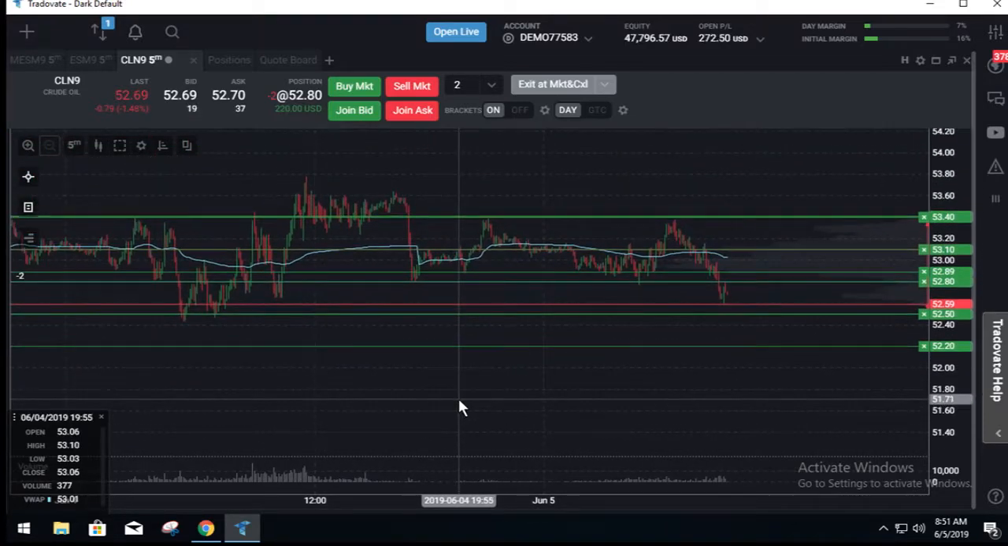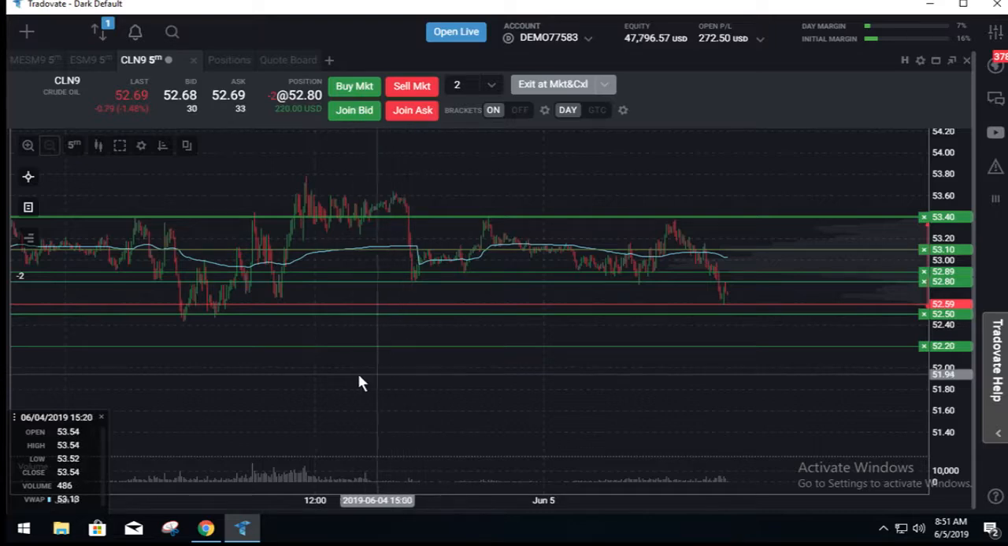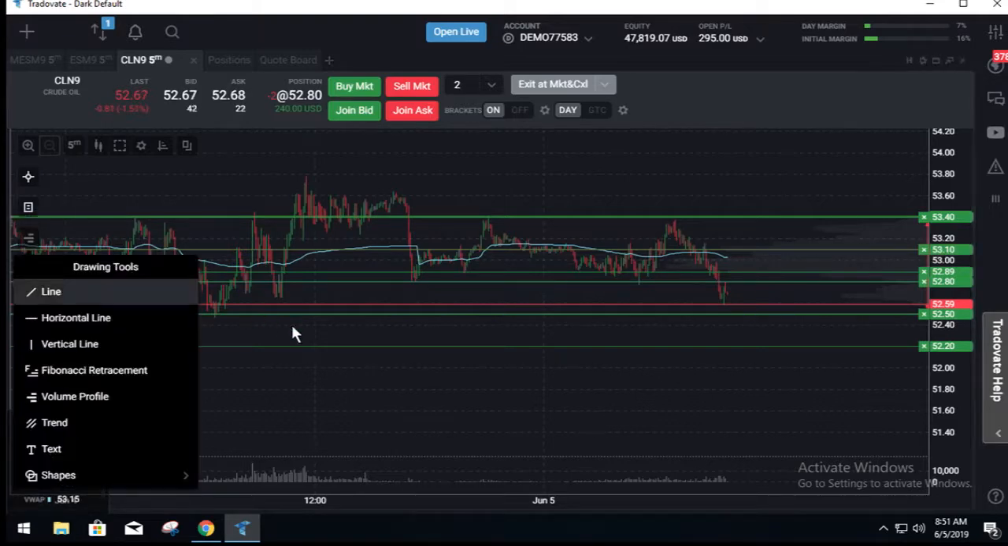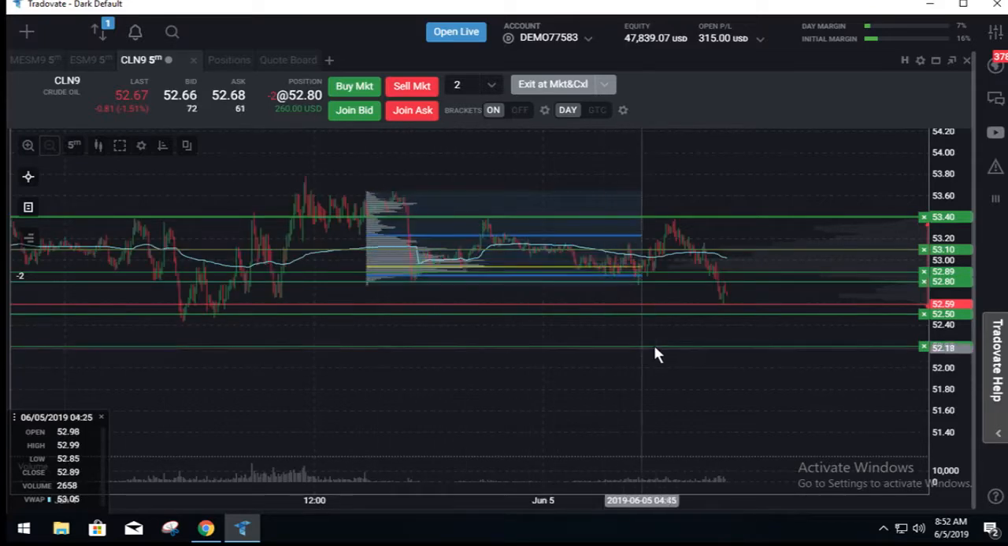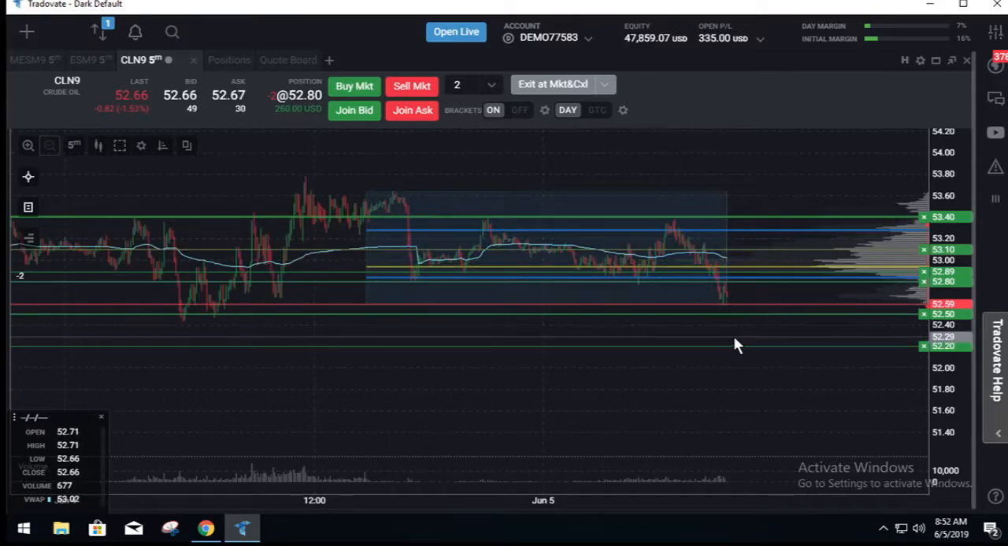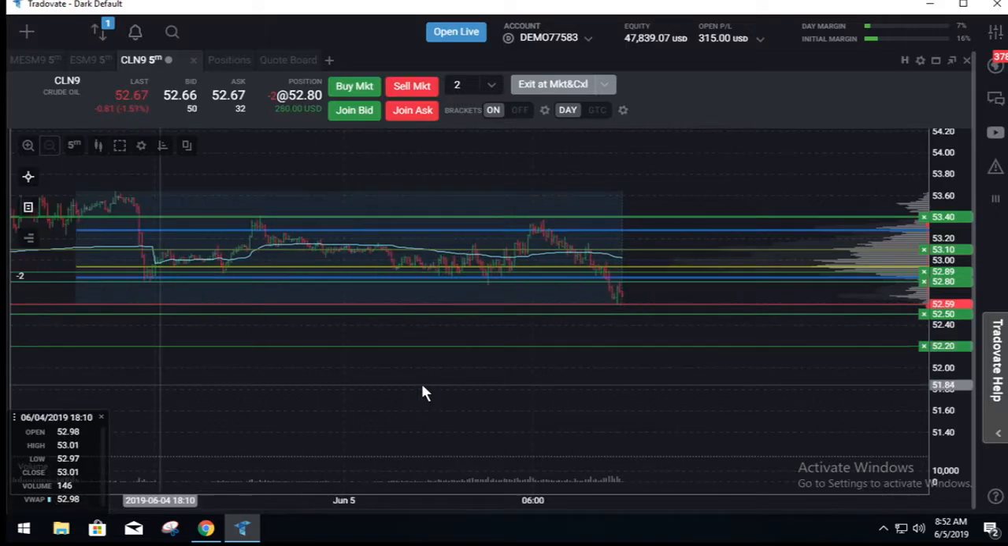So you can see where your pit close was at 2:30. Pit close was 63.45. Go to your volume profile, use your pit close at all times. This is your active profile.